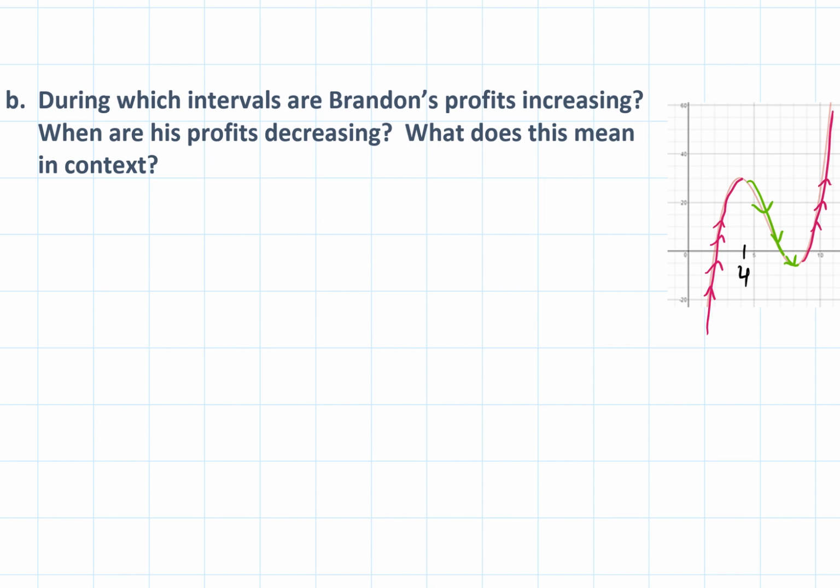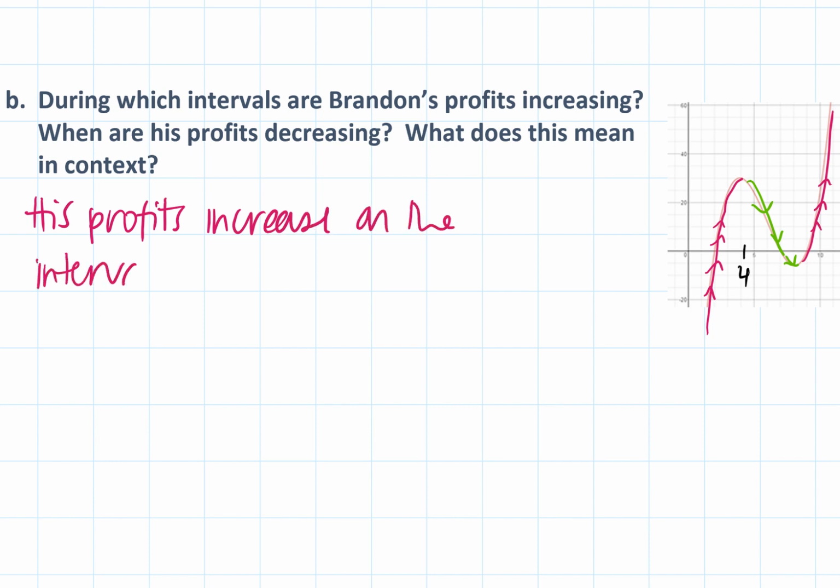And then again, it looks like his profits go back up. So we would say his profits increase on the intervals. It looks like right from the beginning they're starting to increase up to week 4. At week 4, they're not increasing or decreasing. It's like pausing for just a second in time. And then again, 6, 7, 8. This looks like about week 8. So U stands for union, means also from week 8 onwards.